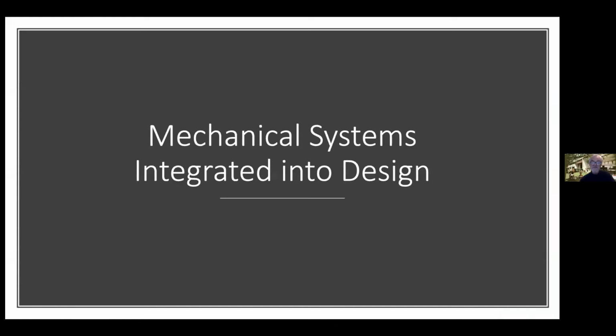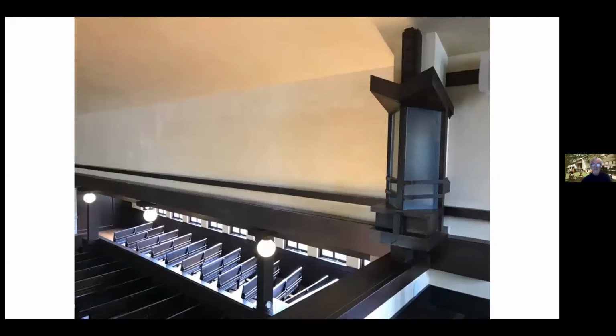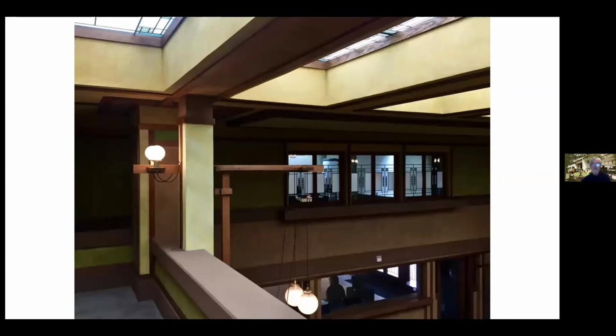The mechanical systems integrated into the design. Here we see it with Wright's Japanese girls' school outside of Tokyo with the lights and the auditorium, the Unitarian temple.